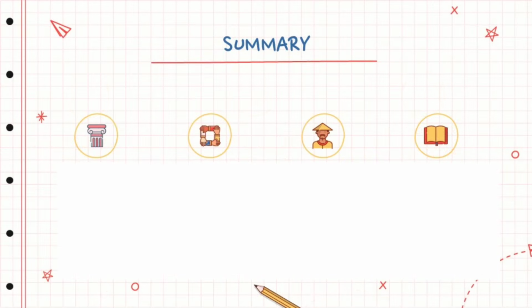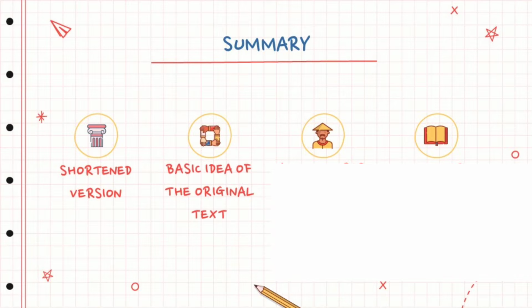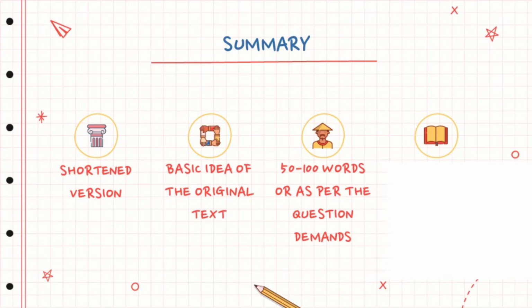Okay. Then comes the second part of the question, that is the summary. So what is summary? Summary is basically the shortened version of the original article. So whatever article you have in detail, you have to write it in brief. That's summary. Then the basic idea of the original text should be there. It should be within 50 to 100 words or as per the question demands. Remember, you have to stick to the word limit when it comes to summarizing.